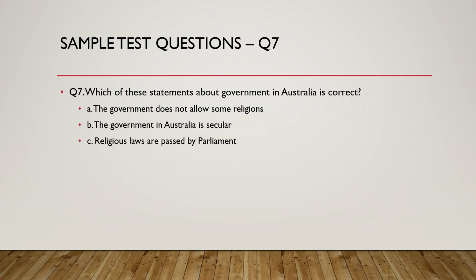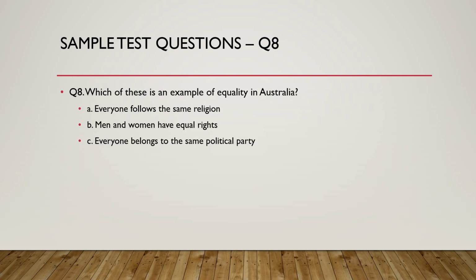Question 7 is, which of these statements about government in Australia is correct? A, the government does not allow some religions, B, the government of Australia is secular, or C, religious laws are passed by Parliament? The answer is B, the government in Australia is secular. Question 8 is, which of these is an example of equality in Australia? A, everyone follows the same religion, B, men and women have equal rights, and C, everyone belongs to the same political party. So the answer is B, men and women have equal rights.